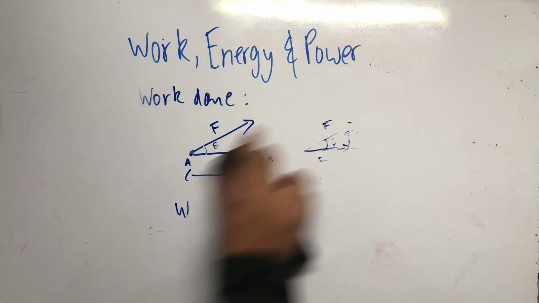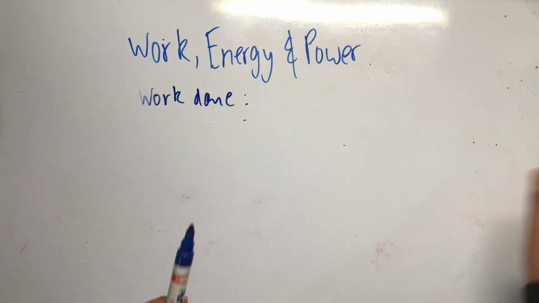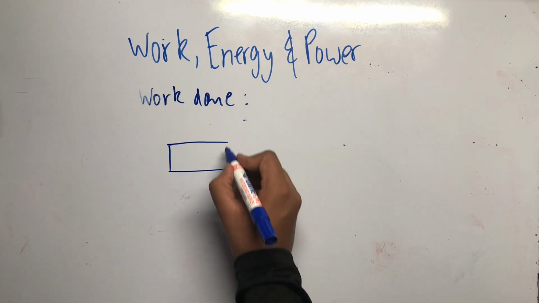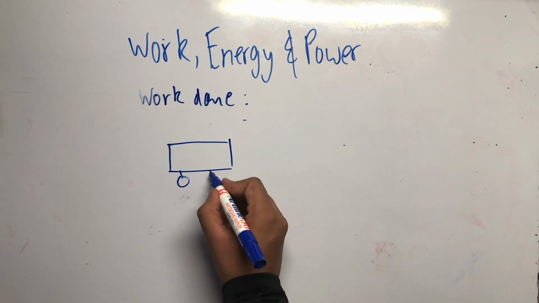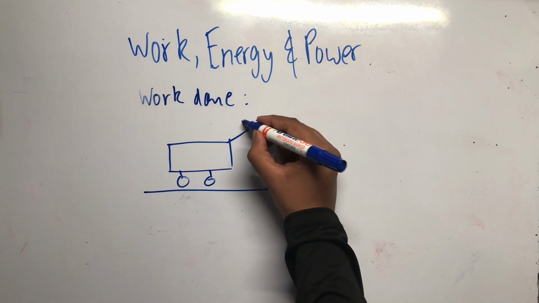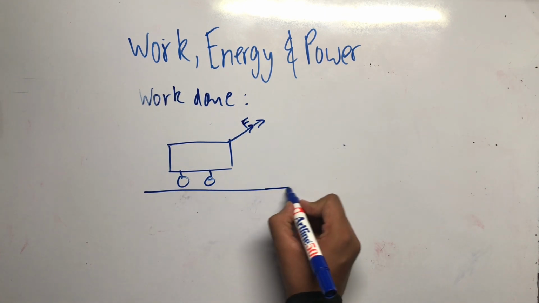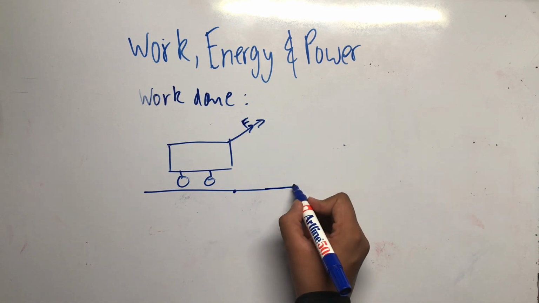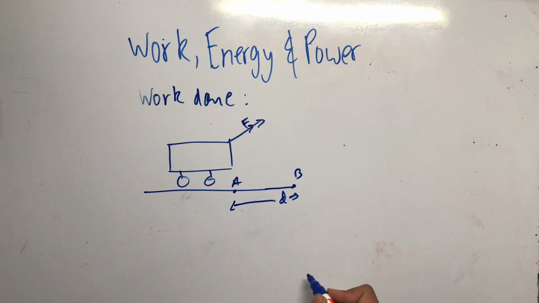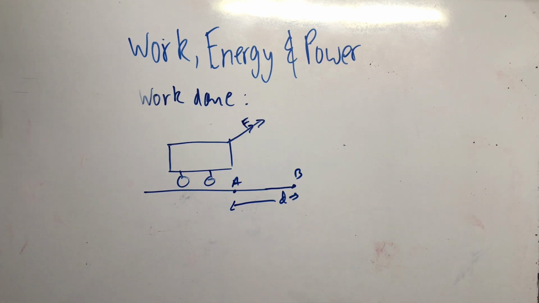So let's take an example. Let's say that you have a particular trolley and this is a rope, and you are applying a force in this direction, and the trolley is moving along the x direction from here to here. So this is the distance, from A to B. What is the work done by the force for moving this trolley from point A to point B?